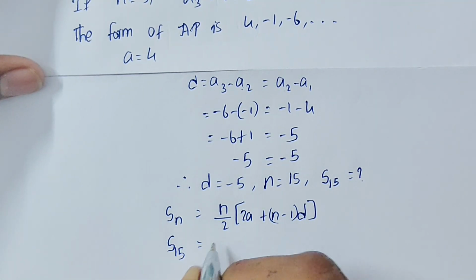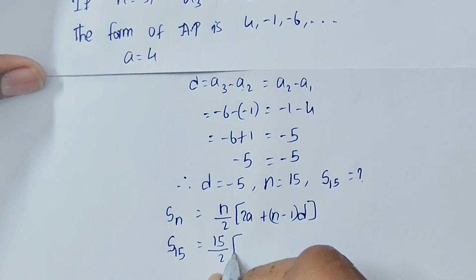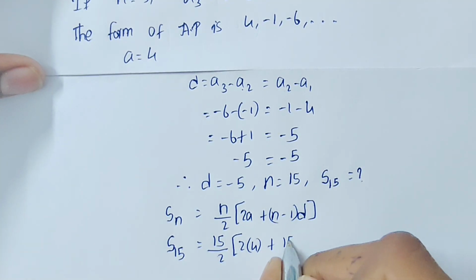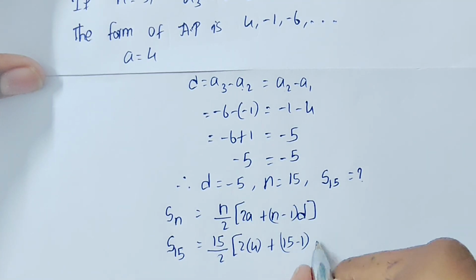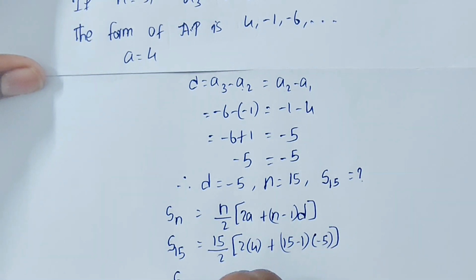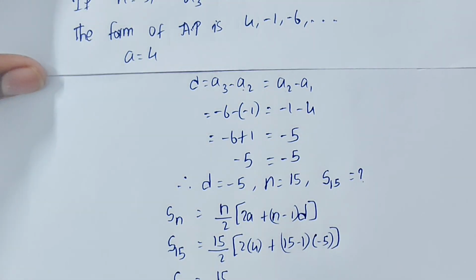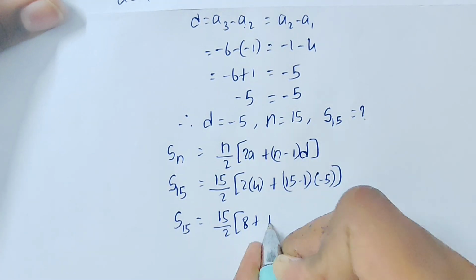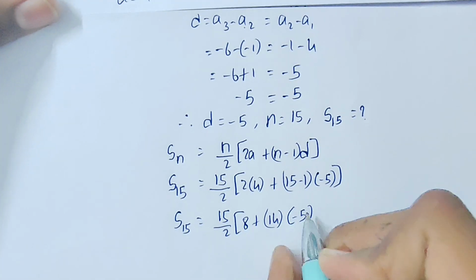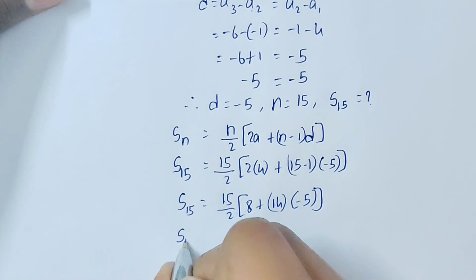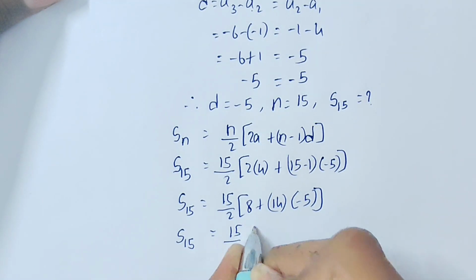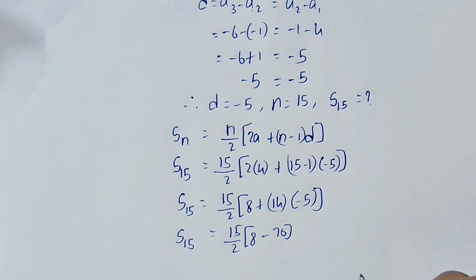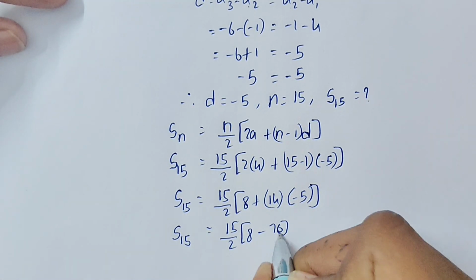So S base 15 is equal to, the value of n is 15. So 15 by 2 into 2 of the value of a, which is 4, plus the value of n, 15, minus 1, into the value of d, which is minus 5. Sum of 15 terms is equal to 15 by 2 into 2 fours are 8 plus here 15 minus 1 means 14 into minus 5. Understand? Now the sum of 15 terms will become 15 by 2 into 8 plus 14 times minus 5, 14 fives are 70. So it becomes minus 70.